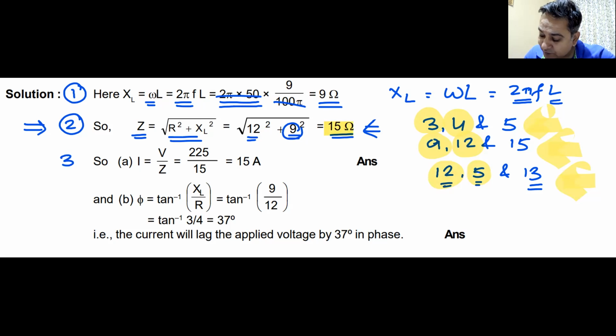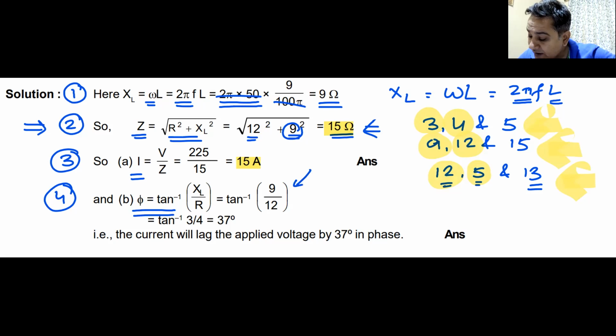Step number 3: you can find out the value of the RMS current, VRMS divided by Z. Then you can find the value of cos of phi or tan of phi, depending on what you want to find out. Here, remember, the angle is always found in terms of tan of phi. Tan inverse of 9 by 12 becomes 37 degrees.